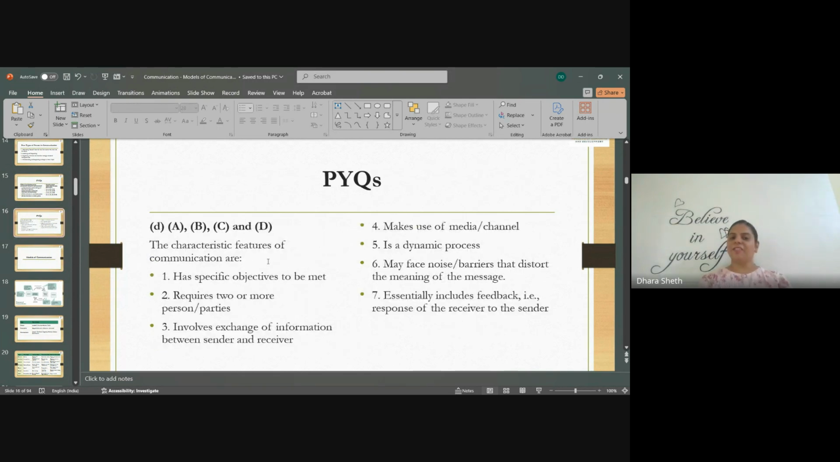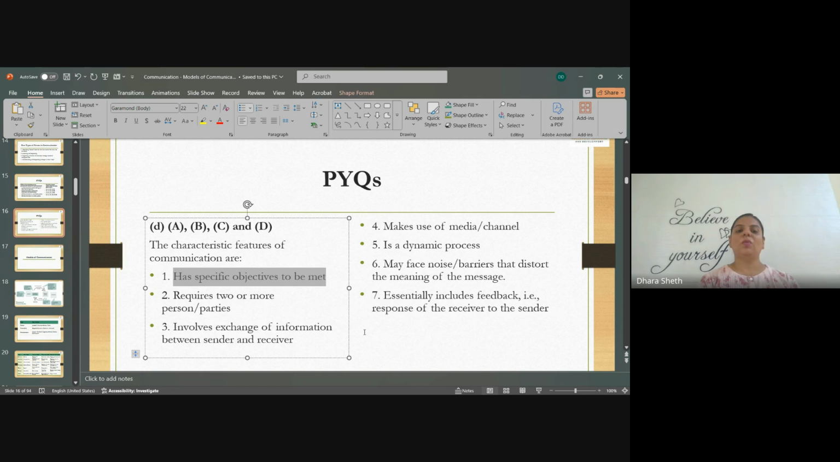So what are the characteristic features of communication? It has specific objectives to be met. Whenever you communicate with the other person, there's a purpose. You probably want to build a bond with them, share time with them, teach them something, learn something from them, or convey a message. There is always a specific objective. Even silence has an objective.